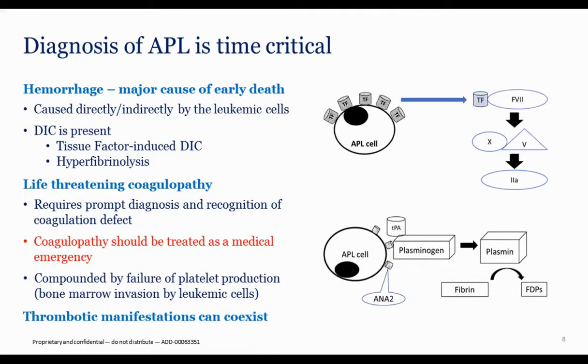This tissue factor is capable of activating the coagulation cascade, and this would lead to a tissue factor-induced disseminated intravascular coagulopathy. At the same time, looking at the image at the bottom of the screen, again, we have an abnormal APL cell, and located on the surface is an increase in annexin 2. And annexin 2 has been described as being an activator of fibrinolysis. So in these patients, we have DIC that comes from an increase in tissue factor, and we also have activation of the fibrinolytic system that would cause an increase in bleeding as well.